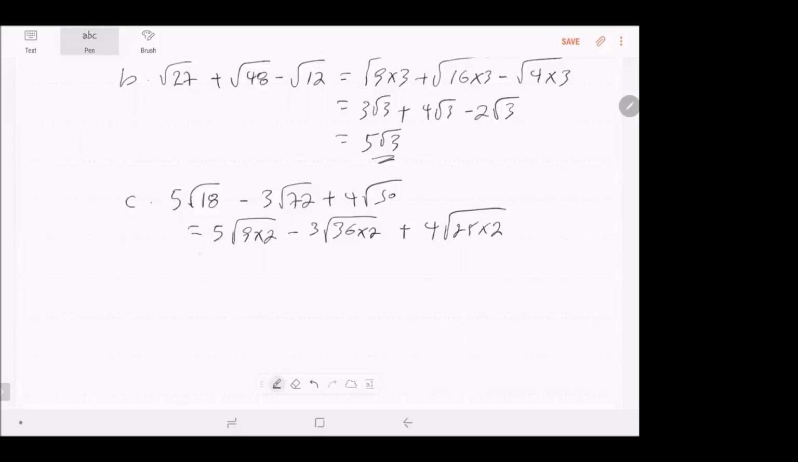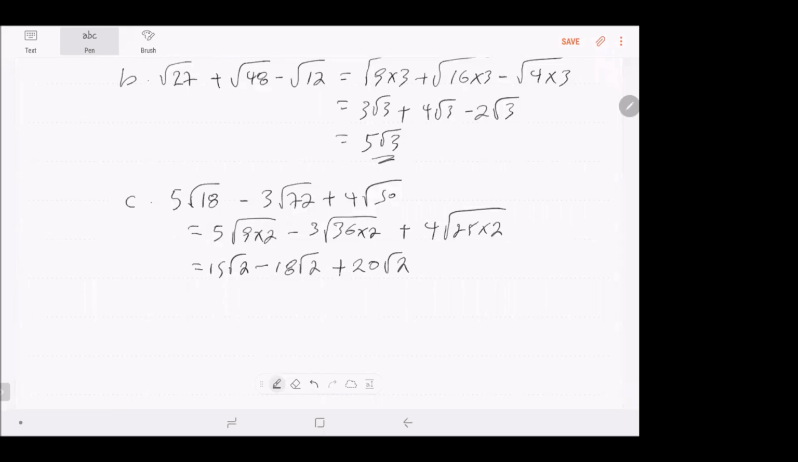So 5 times 3, it will be 15. 15 times the square root of 2. Minus, when we extract 36 from the square root, it will be 6 times 3, there is a coefficient 3 here, so it will be 18. 6 times 3, 18. 18 times the square root of 2. Plus, when we extract 25 from the square root, the result will be 5. 5 times 4, here is the coefficient 4, it will be 20. 20 times the square root of 2.